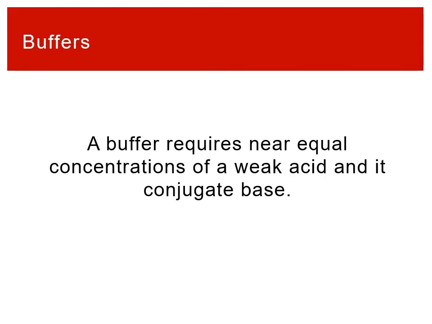So there is one way to make a buffer, and that is a solution with near equal, not exactly equal, but near equal concentrations of a weak acid and its conjugate base. If you remember, the conjugate base of a weak acid is itself a weak base. So what you need to do is create a solution where you have near equal concentrations of a weak acid and a weak base, and you want those to be a conjugate pair. That is the only way to make a buffer. So one of the things about that is buffers are always solutions. Pure water, never a buffer. Buffers are always solutions with at least 2 components.